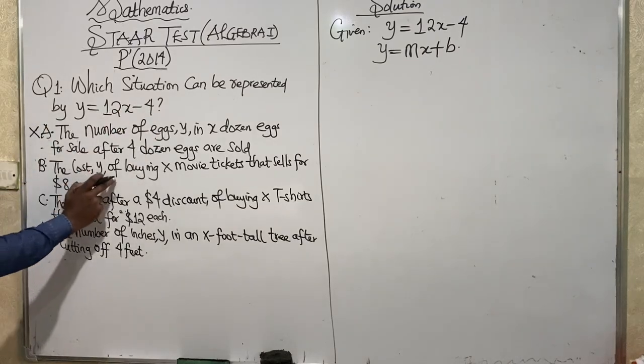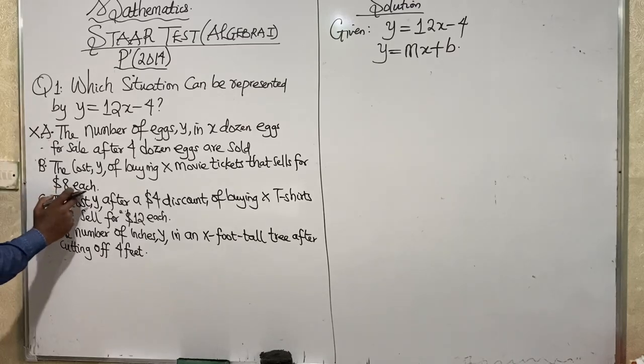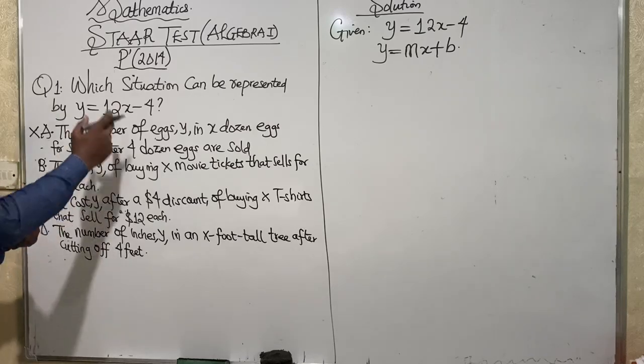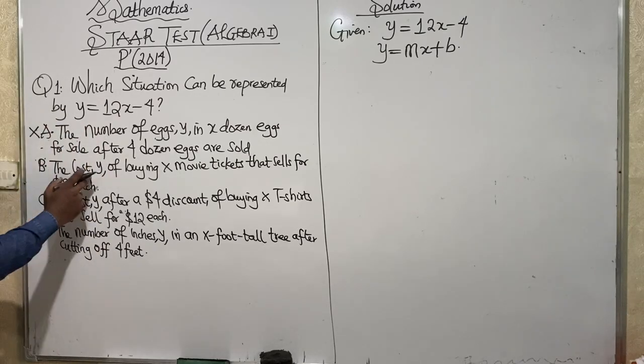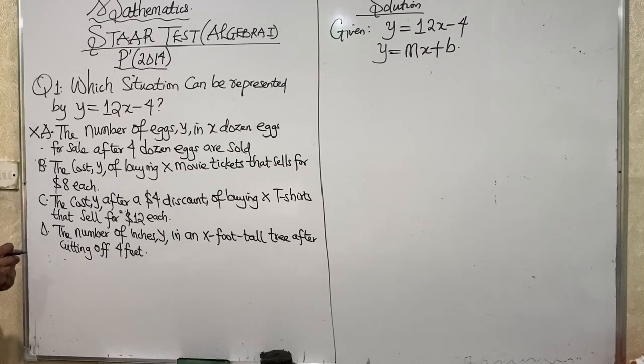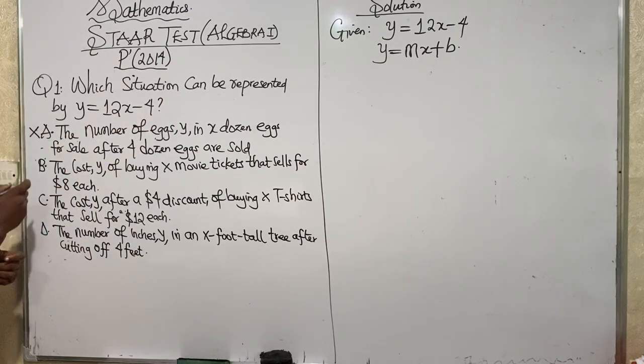Now the cost y of buying x movie tickets that sell for $8 each. Looking at this equation, the cost y of buying x movie tickets is not $8 according to this model. So this does not have anything to do with this equation. Now let's look at the third response here.